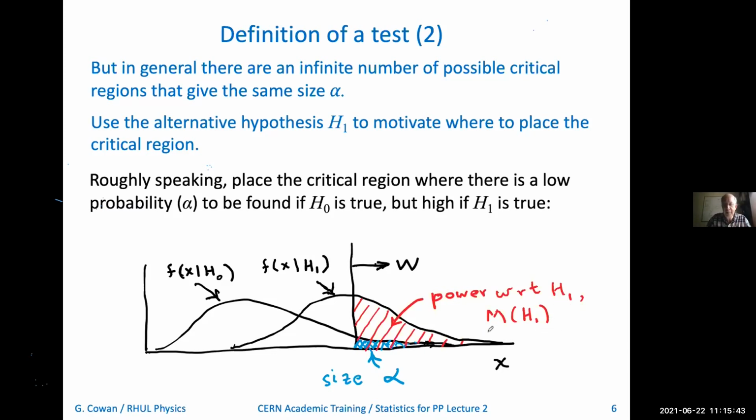Sometimes I use the letter M for the power. The letter P is way overused because we've already used that for probabilities of various sorts. So in any case, use M for the power.